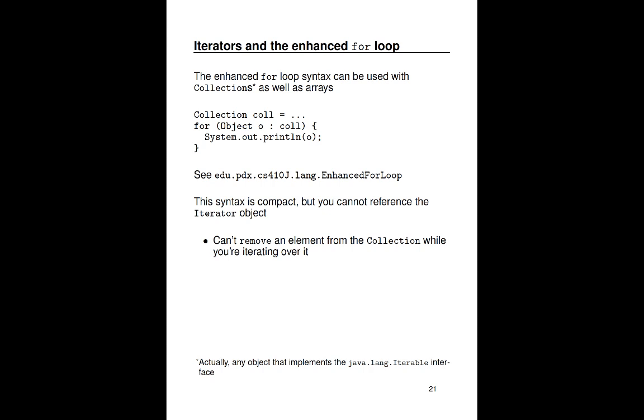98% of the time. The only time you really need that iterator object is when you want to do something like remove from it, which again is a very rare operation. So I find myself using the enhanced for loop quite a bit whenever I want to iterate over a collection.